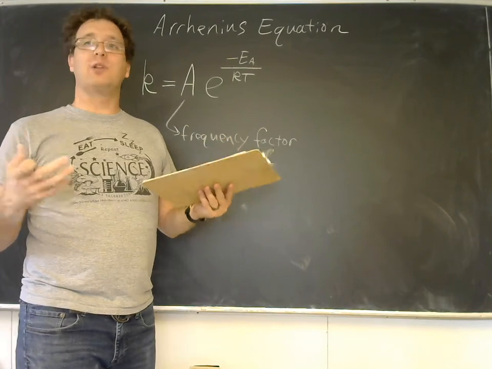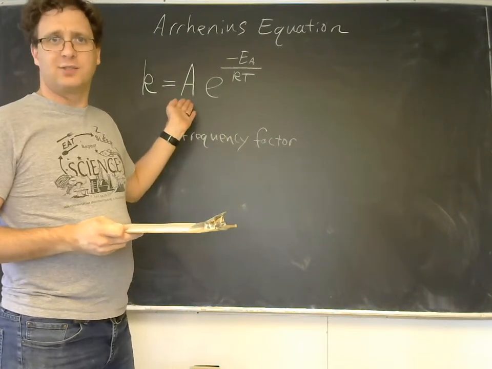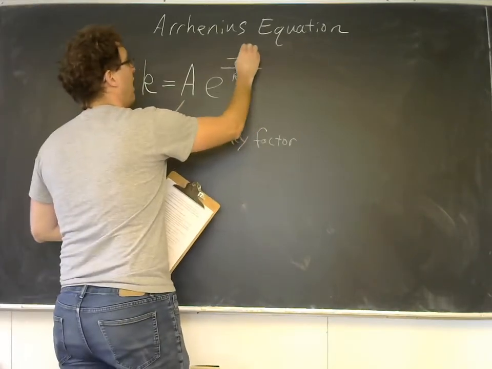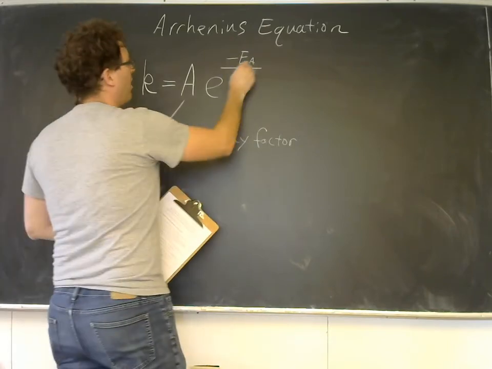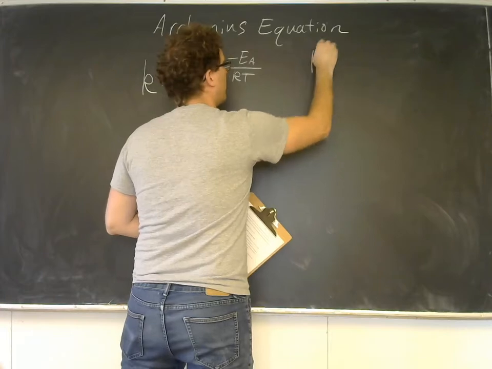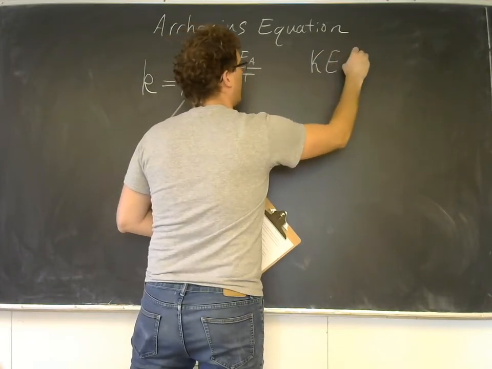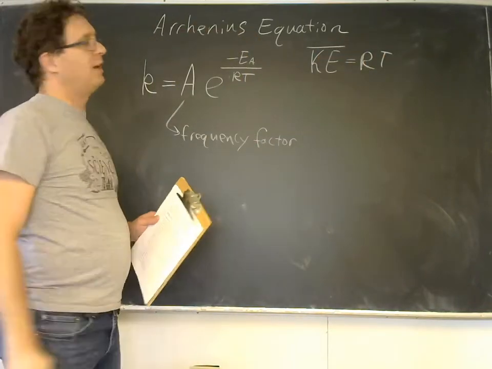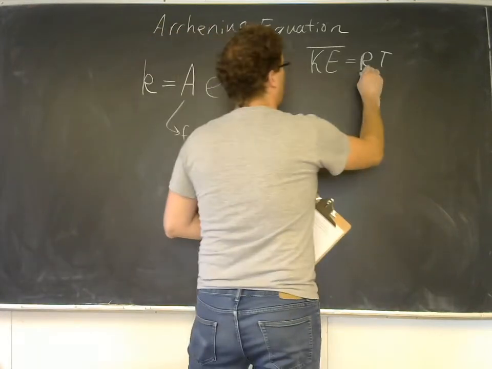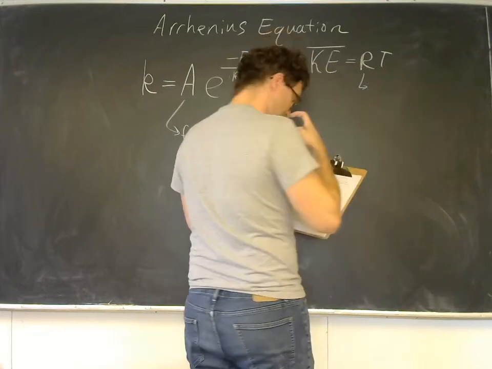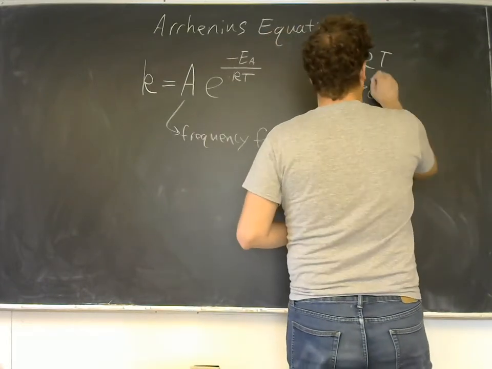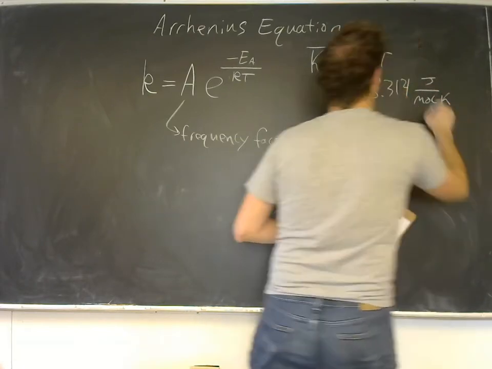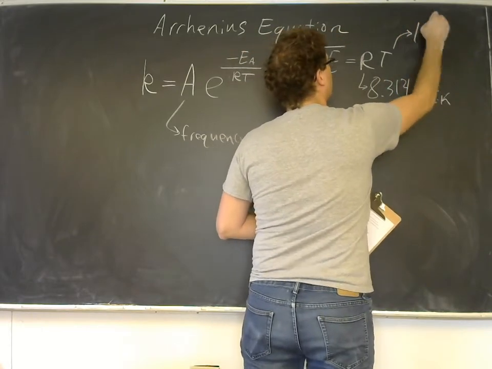If bonds are only being broken, then more collisions are likely to lead to a reaction because the orientation isn't quite as important. And then this is the energy of activation. Then RT here, the average kinetic energy of gas molecules, is equal to RT. And this R is going to be 8.314 joules per mole Kelvin. And so the temperature needs to be expressed in units of Kelvin.